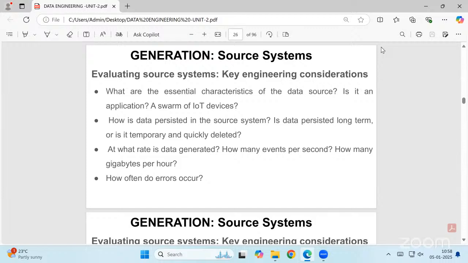Now, will the data reside in that system for a longer duration, meaning days or years, or will it stay only for 1 day or 2 days and then quickly get deleted? For example, CCTV cameras have recording storage. How many days of data will be stored? They have a limitation, 1 week, because of the storage capacity provided to the system.